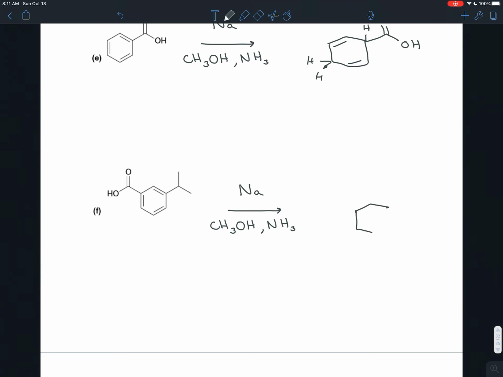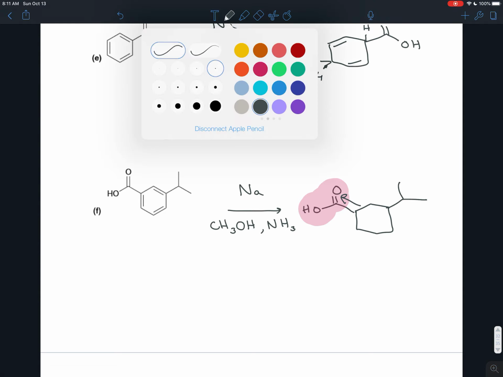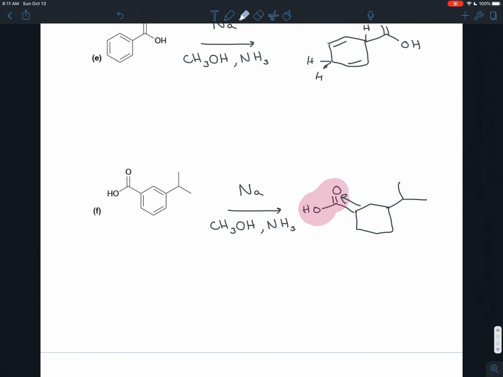This next one has a couple branches. Now we have one branch that is electron withdrawing. A lot of electronegative atoms there, so the electrons are going to be sucked away from the carbon that it's attached to. The isopropyl group is electron donating. So that's going to add electrons to that carbon. So we know that the lone pair definitely is not going to form there. So we're not going to add our hydrogen there.